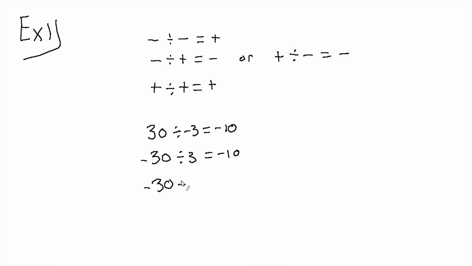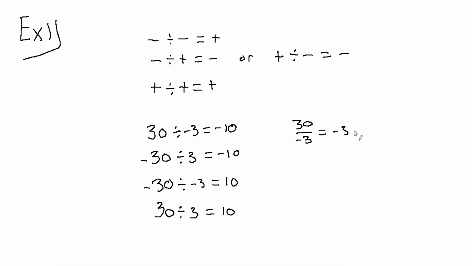Say we have negative 30 divided by negative 3. Your answer is being divided by two signs that are the same. So your answer should be positive. So your answer will be positive 10. Say we're dividing 30 divided by 3. Both of the signs are the same, so your answer should be positive. So you just get a positive 10.